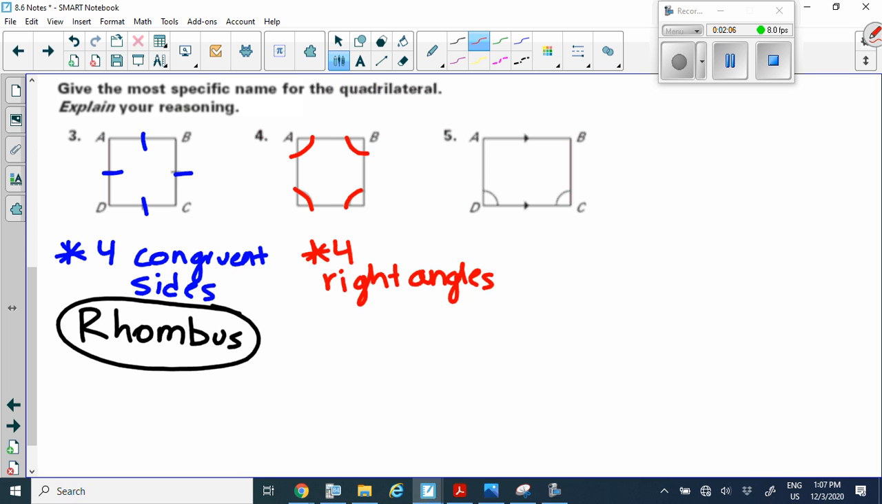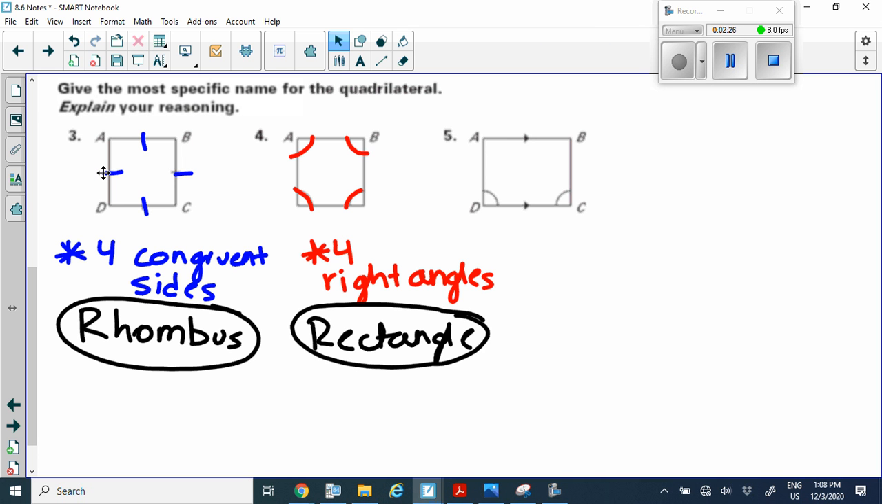So if I look at all of my properties here, is there one that says 4 right angles? Yes, a rectangle. So that's going to be this property. Because notice I don't have any diagonals or sides to go off of. So that's what I have to use to recognize this is a rectangle.